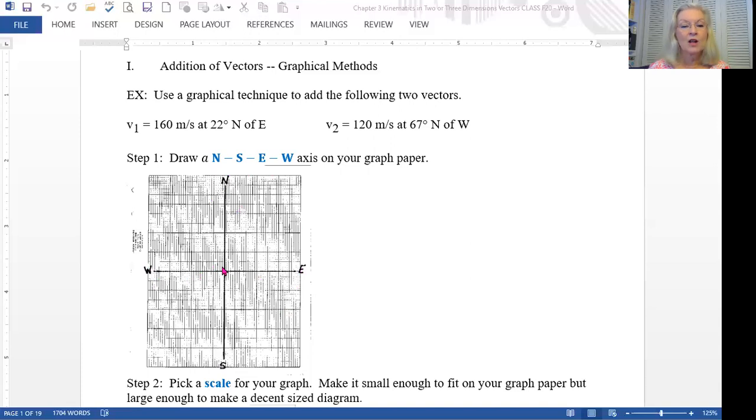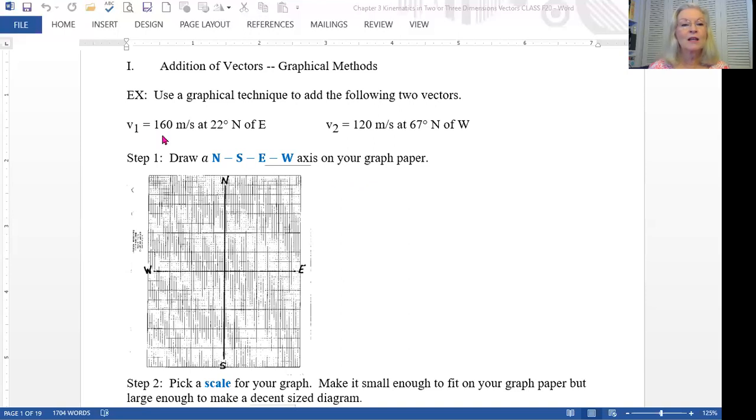We want a scale that is big enough so that our vectors take up a reasonable amount of space, but not so big that they don't fit, or not so small that they're so tiny you can't really see what you're doing. So our numbers are 120 and 160 in magnitude. And usually I start out with either, if it's a really small number, I might let 1 centimeter equal the value. If it's a really big number, I might let 1 centimeter equal 10 of the value or 100 of the value.